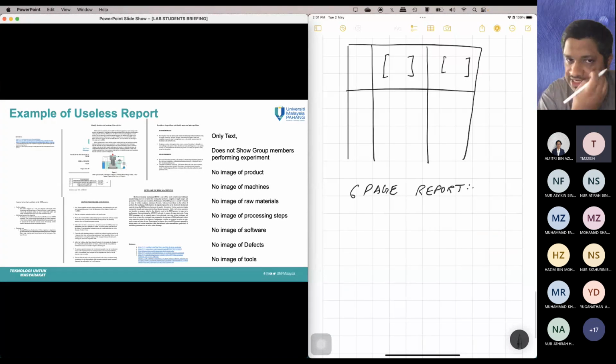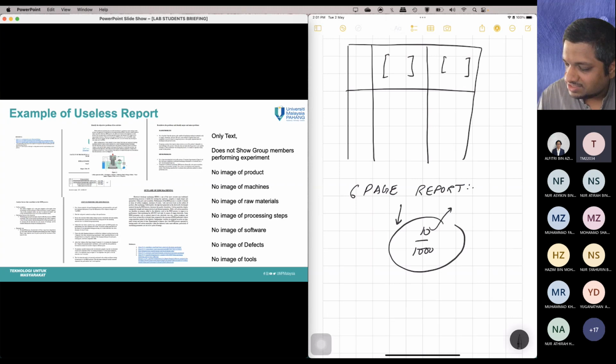And you can see that in this report, there is no picture. There are no group members performing the experiment. There is no image of the machine, no image of the raw material, no image of the software or machine software, no image of the defect. No tools, nothing. It is simply copy paste from the internet. So such reports are going to get 10 out of 100 marks.